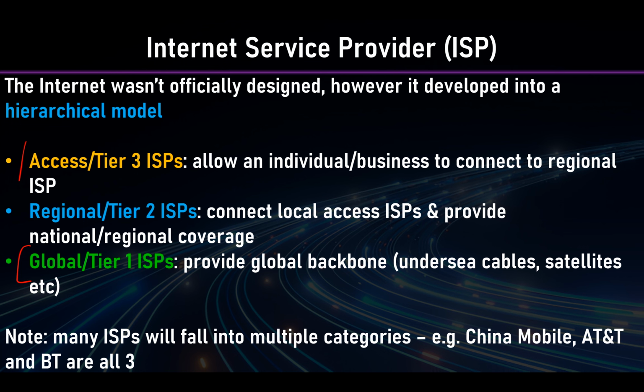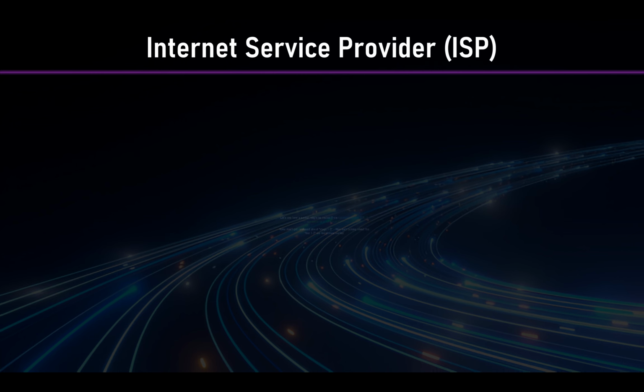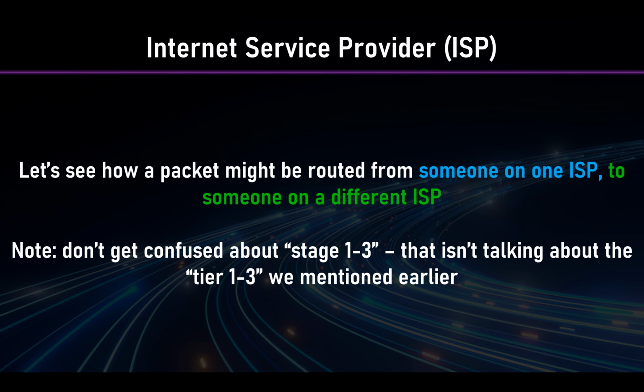However, many ISPs will fall into multiple categories. So, for example, China Mobile, or AT&T in America, BT in the UK, they're going to be all three. So they're going to provide local access in your city. But they're also going to provide the undersea cables, the satellites that are used by everyone.